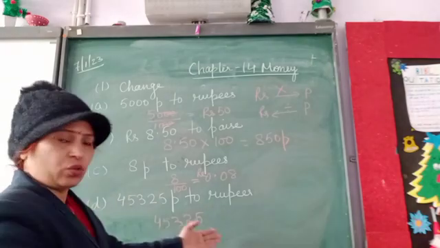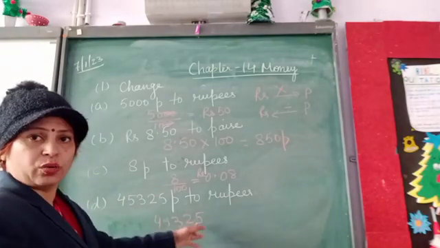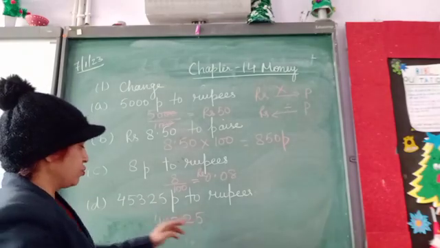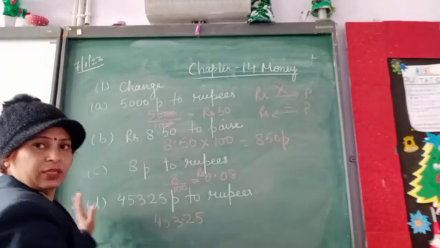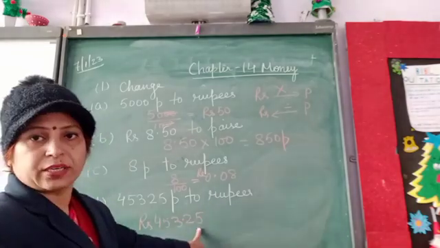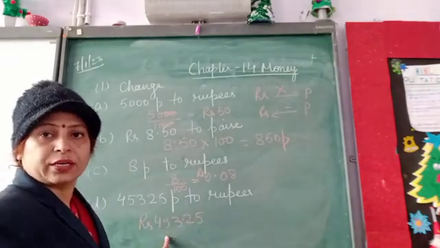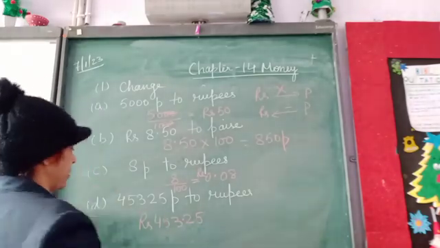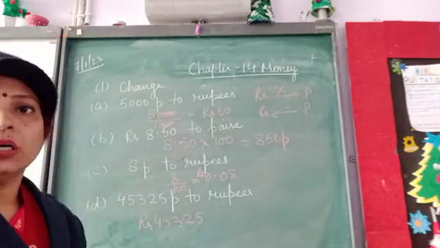Now see here 4, 5, 3, 2, 5. You can directly see from the right hand side, count 2 digits, 1, 2, and then put the point before them. So you will get rupees. The number after the point is paisa and the number before it is rupees. So in this way we will do the conversion.